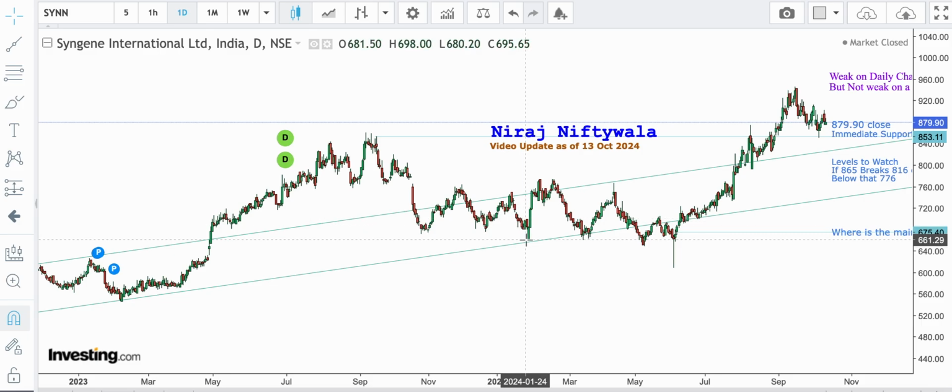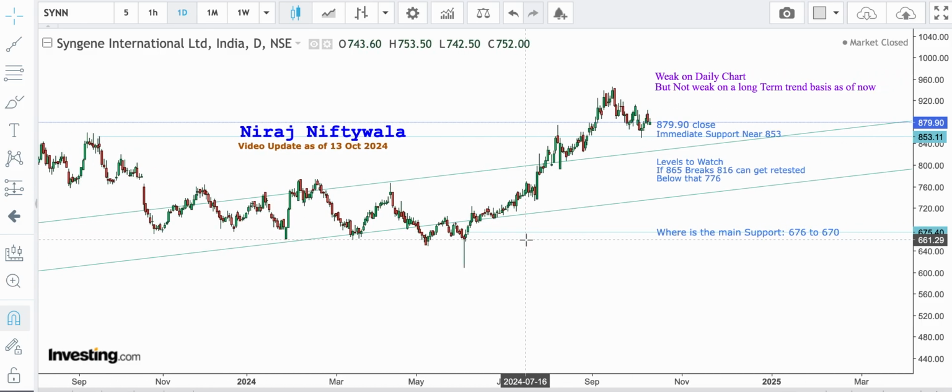So what does it look like on a generic standpoint? It looks weak on a daily chart. So this is a daily chart, and it is just showing that there is a mild correction which is kind of formed over here. And this video is as of 13th October, and the last close which was seen is 879. The top which was formed, somewhere over here, was 945 level. So the main conclusion is that this is weak on the daily chart, that is very slightly weak, but not weak on a long term trend basis as of now.